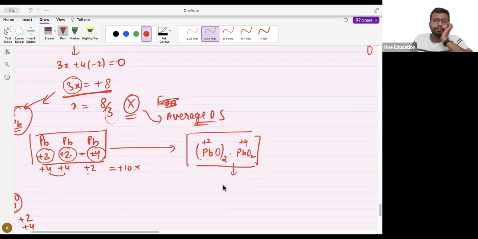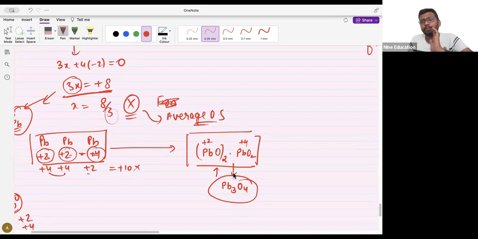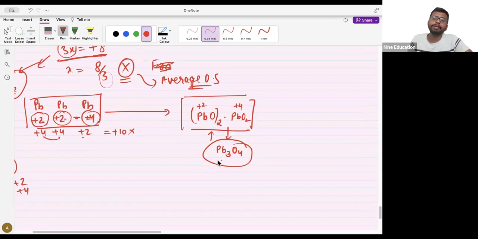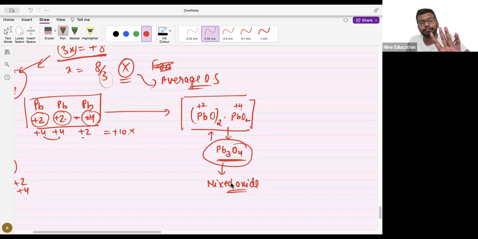So I can write Pb3O4 as what? PbO whole twice and PbO2. So this Pb3O4 is known as mixed oxide. It has 2 types of oxidation state in it, one with +2, one with +4.